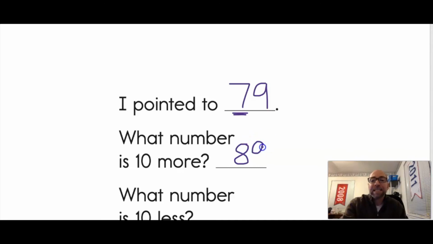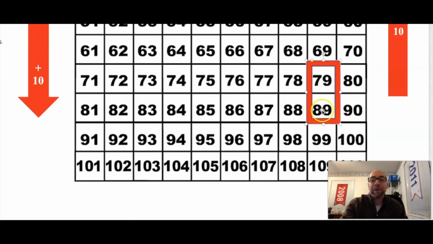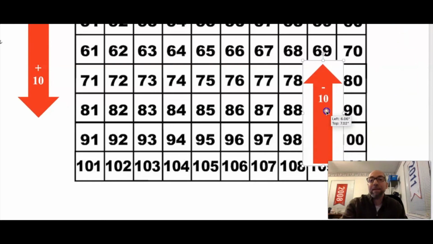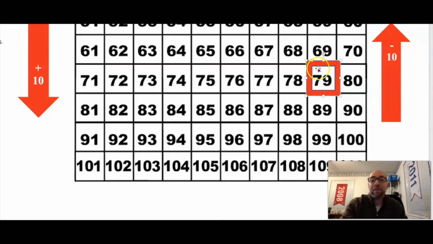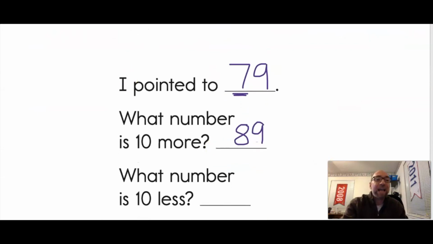What number is 10 less? Well, I go back to my number grid. I started at 79. Remember, 10 less means we look right on top of it, right above the number. And it's not 79 because before the 70s comes the 60s. So did you get 69? 69 is the number that is 10 less.